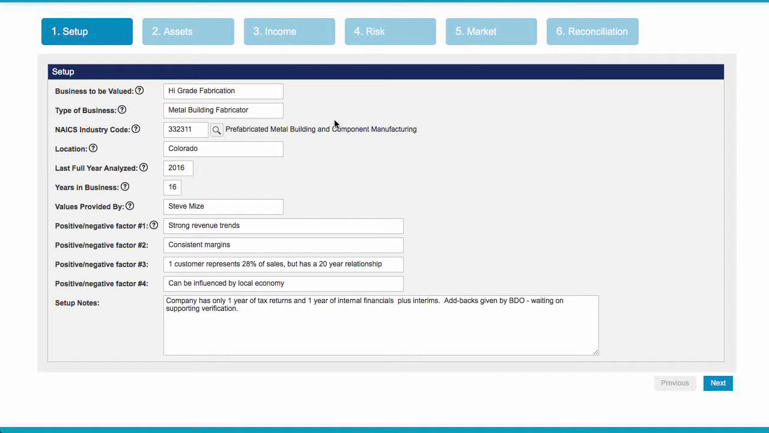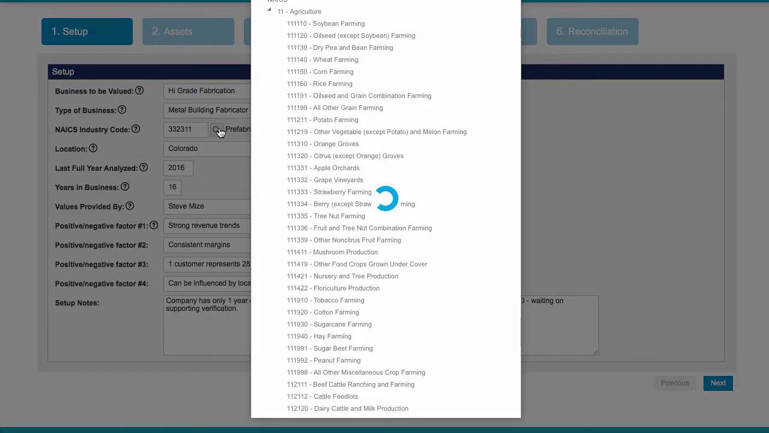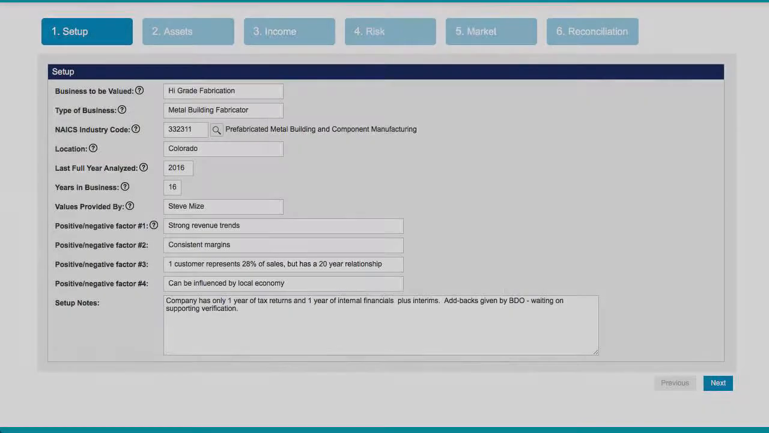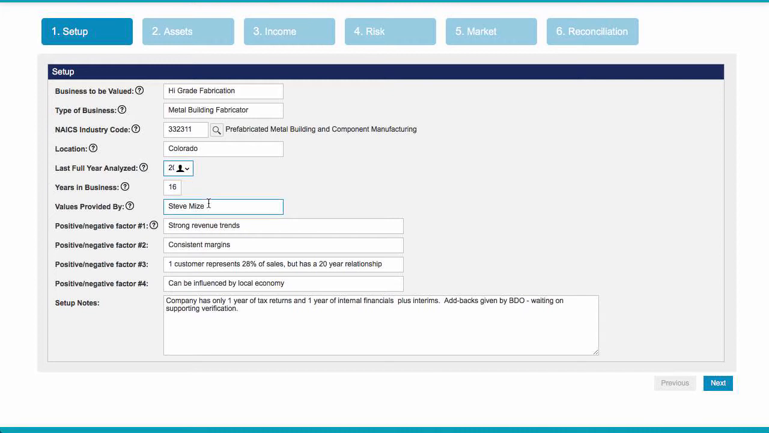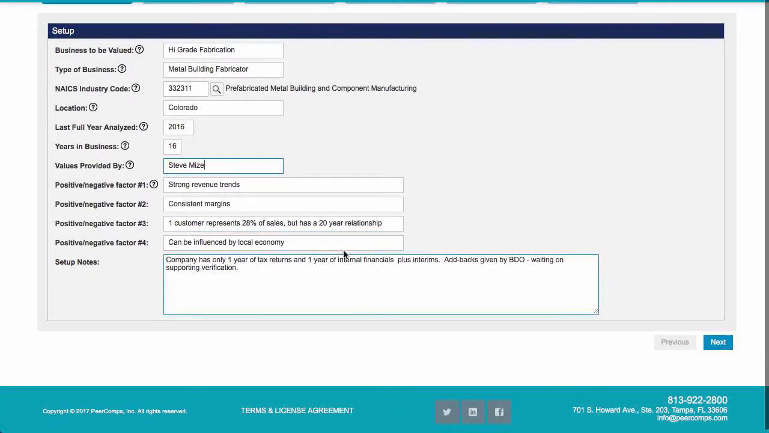operations of the business. The most important area is going to be the NAICS code. We can either add the NAICS code in directly, or we can click the search button. It's going to take us to the tree, and from here, you can pick the NAICS code that fits the best for that business. We're also going to add in the last full year analyzed, number of years in business, the analyst that's focusing on it, and then the last section is going to be the positive and/or negative factors of this business.